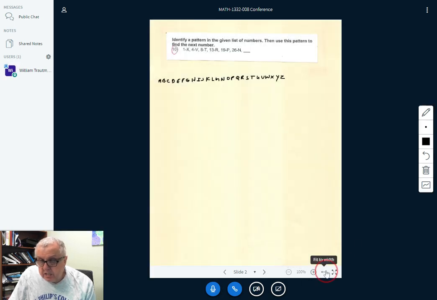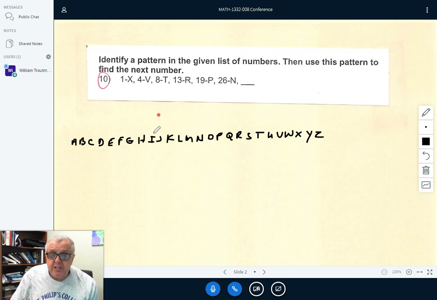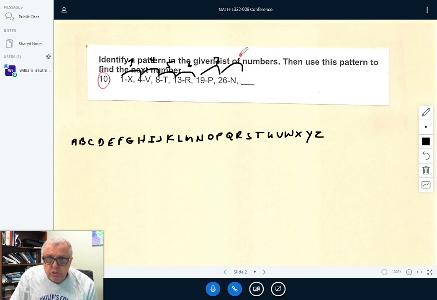All right, next problem. Identify the pattern here. Let's look at the numbers. We go 1 to 4, there's a difference of 3. 4 to 8, 8 minus 4 is 4. 8 to 13, 13 minus 8 is 5. If you notice the pattern, it increases by 1 each time. So it should increase by 6 next, giving 19, then increase by 7, which is 26. And this one should increase by 8. 26 and 8 is 34.